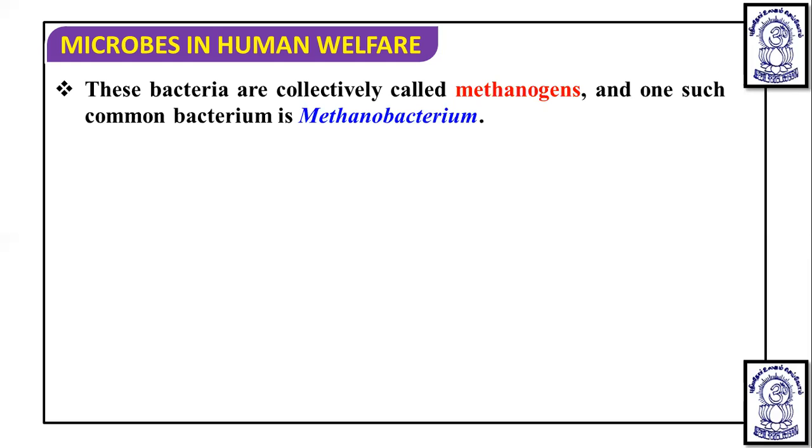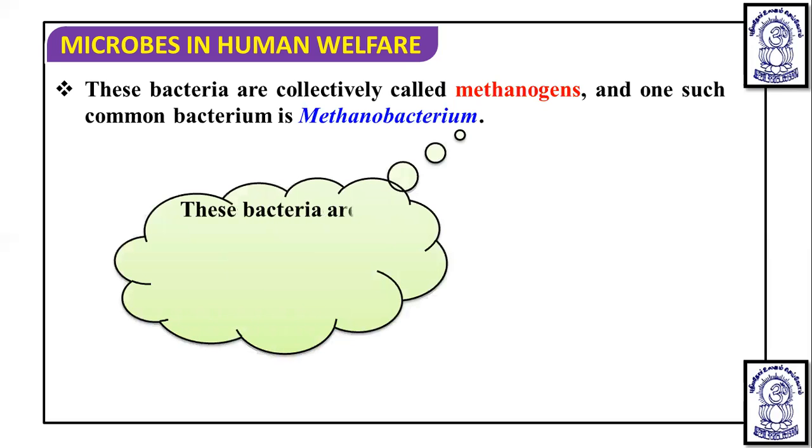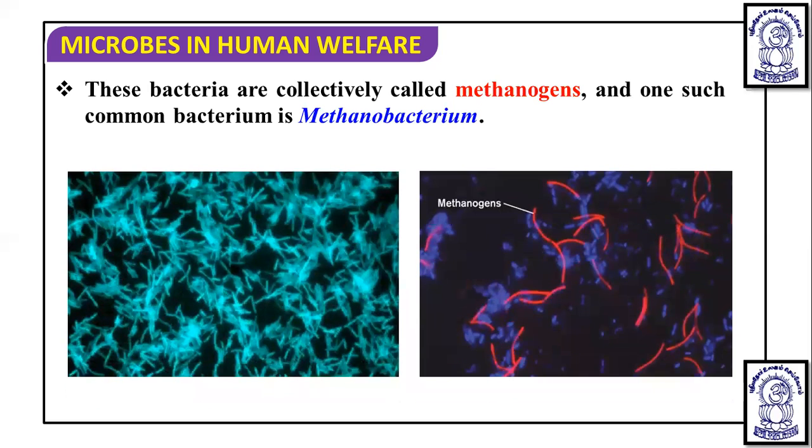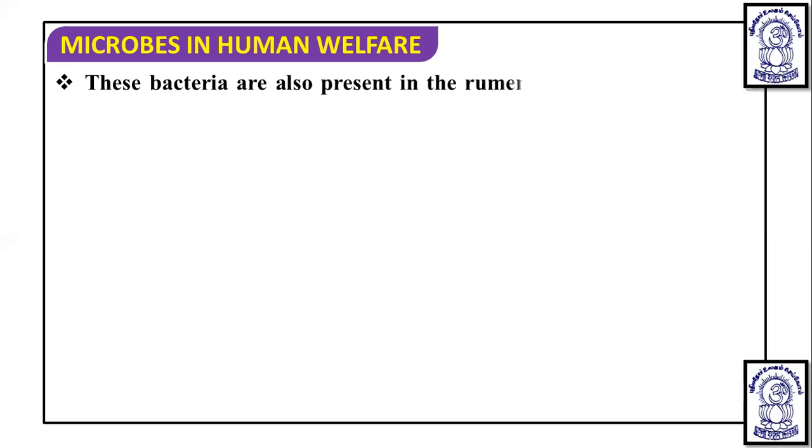So these methanogens are used in biogas production, and the common bacterium used is Methanobacterium. These bacteria are commonly found in anaerobic sludge during sewage treatment also. We have studied that this particular bacteria is found in anaerobic sludge. These bacteria are also present in the rumen, a part of the stomach of cattle, where they help in the breakdown of cellulose.